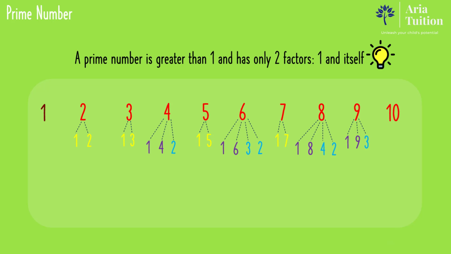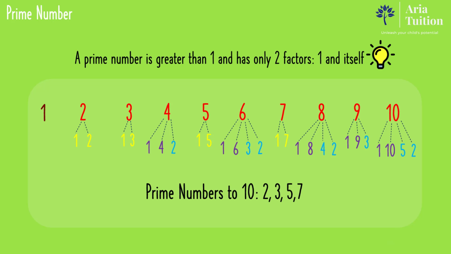And finally, 10 is not a prime number. Even though 1 times 10 makes 10, we must remember that 5 times 2 also makes 10. So, out of the numbers of 1 to 10, the prime numbers are 2, 3, 5 and 7.